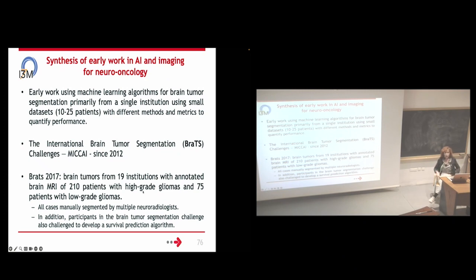The different structures of neural networks that we can use for this kind of segmentation have been developed in the frame of the BRATS challenge. BRATS is an international challenge for brain tumor segmentation. The challenge began with only around 20 patients from a single institution, and nowadays we have around 19 institutions which annotate brain MRI of more than 200 patients with high-grade glioma and low-grade glioma.